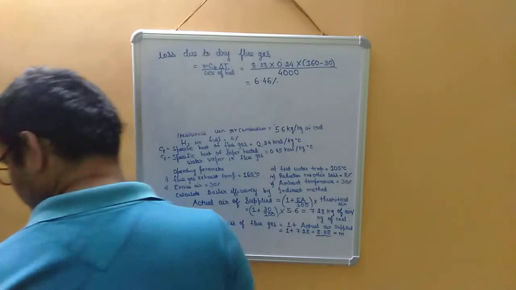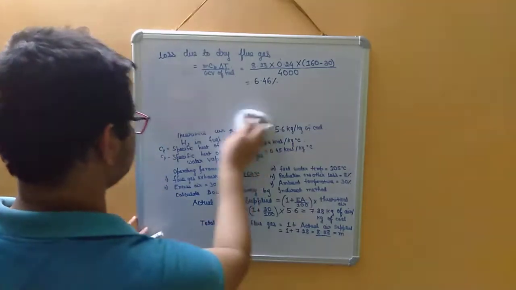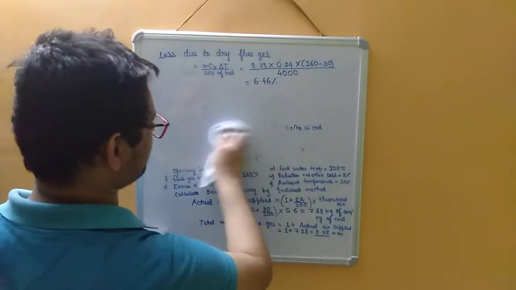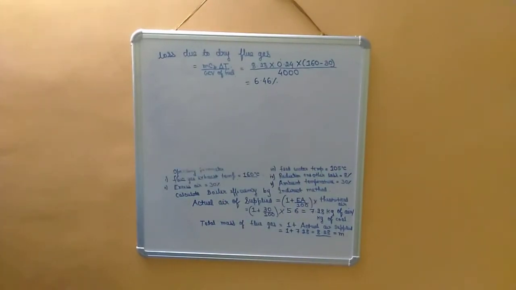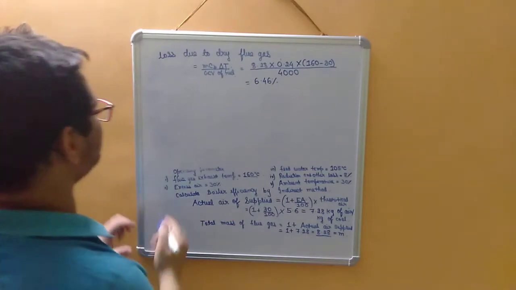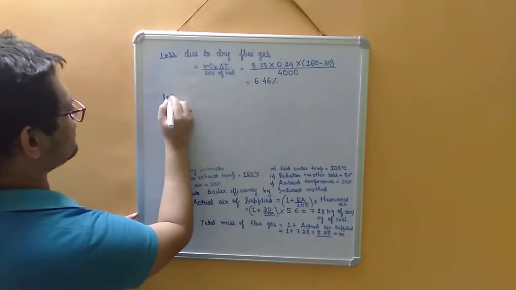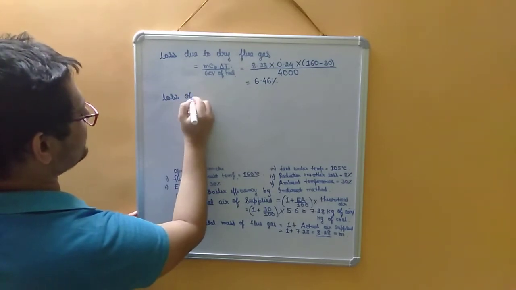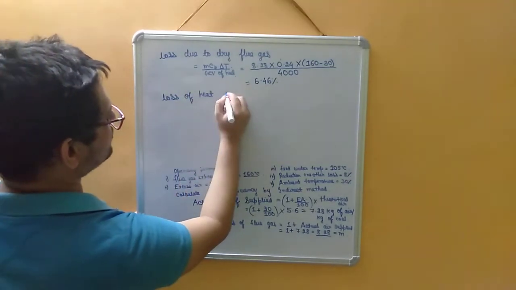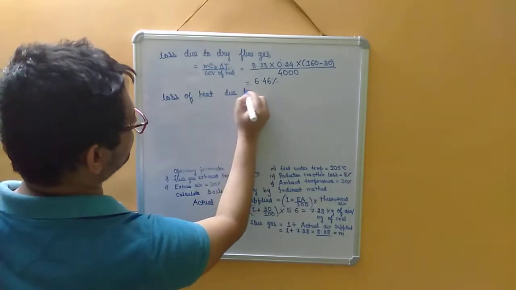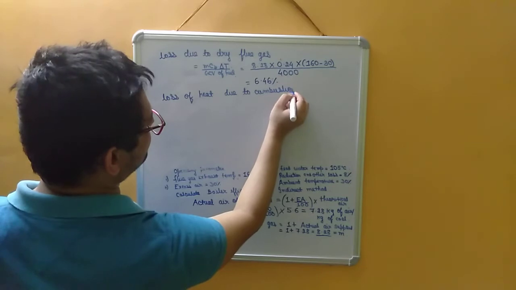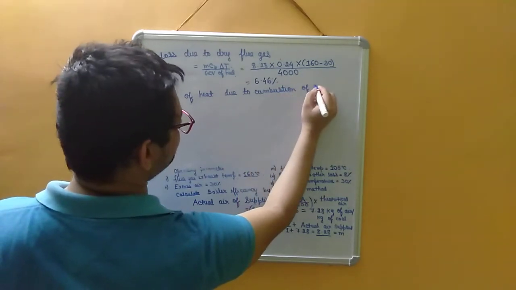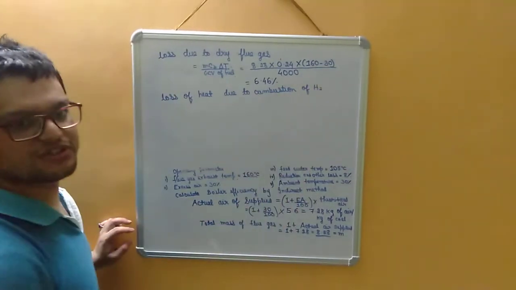So this is where I calculate. Now we calculate another type of loss. Now we have to calculate the loss of heat due to combustion of hydrogen. So how do we calculate the loss of heat due to the combustion of hydrogen?